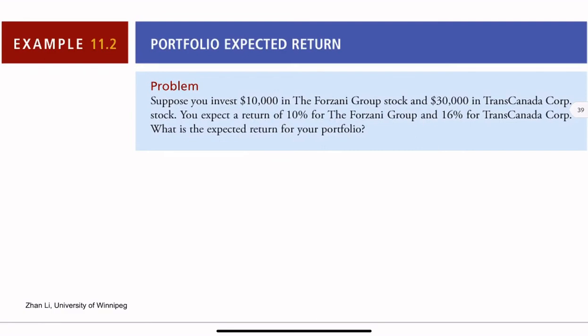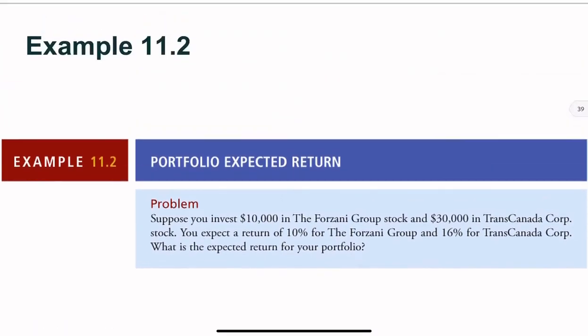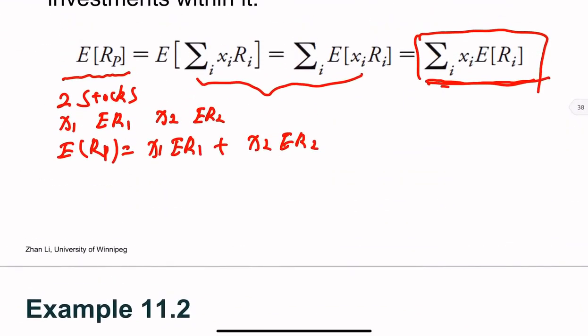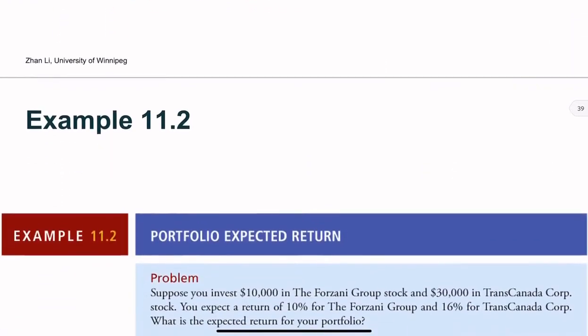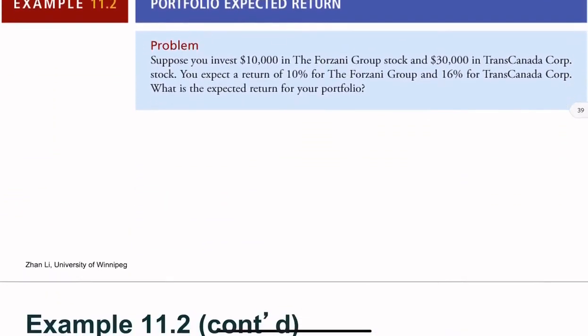Okay, now let's see this example here. Suppose you invest $10,000 in the Forzani Group stock and $30,000 in TransCanada. You expect a return of 10% for the first firm and 16% for the second firm. What is the expected return for your portfolio? So now let's see, well, obviously we have a very simple case because it's a two-stock portfolio. So if you think about this formula here, right? Obviously, the first step you need is to calculate portfolio weights. Luckily, we have learned about how to calculate portfolio weights, right?